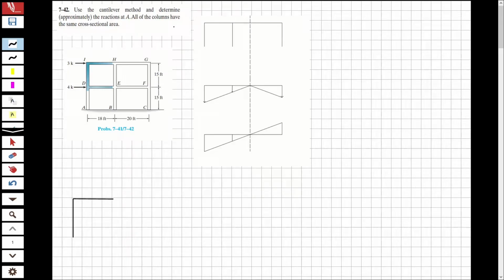In this video we are going to solve a question about structural analysis. The question will be solved using the cantilever method, so let's solve the question.